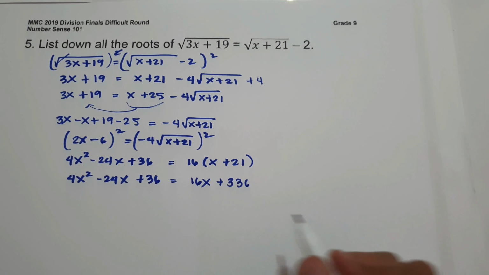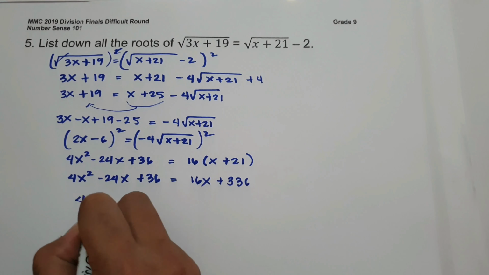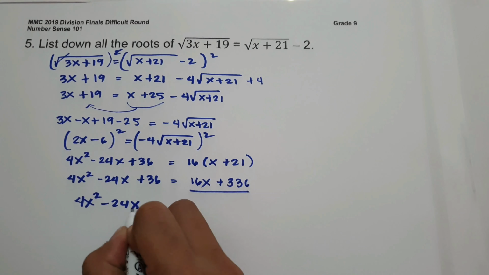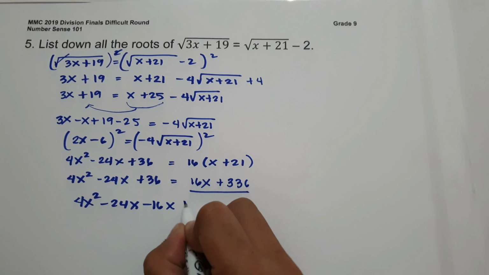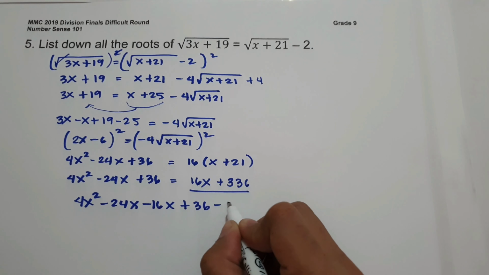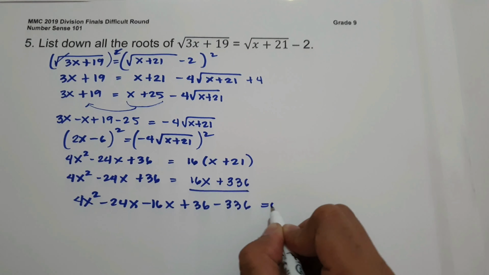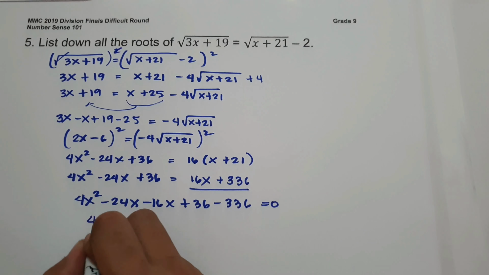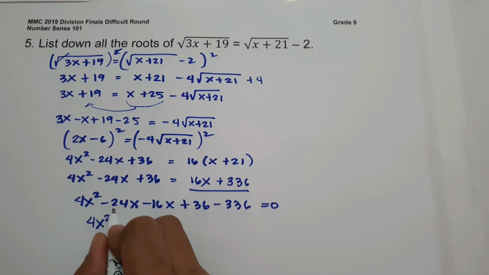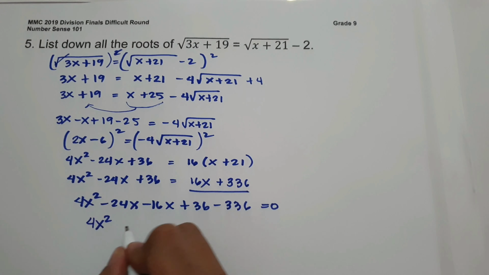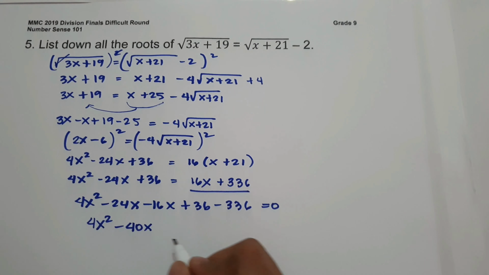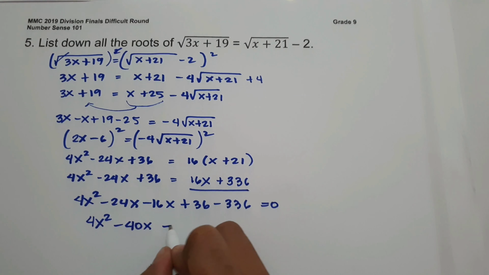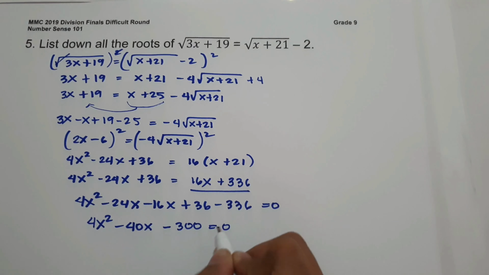So let us have 4x squared. Let us move this one on the other side. Negative 24x minus 16x plus 36 minus 336 equals 0. So let us combine like terms. So let us have 4x squared and then negative 24x minus 16x, that is negative 40x, and then 36 minus 336, that is negative 300, equals 0.